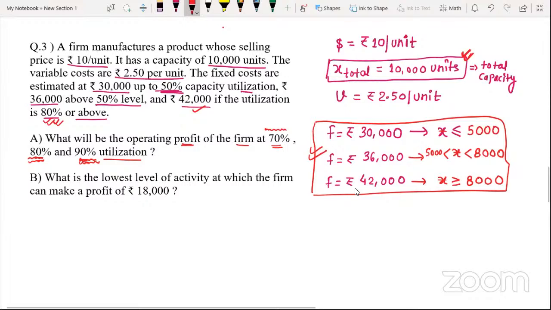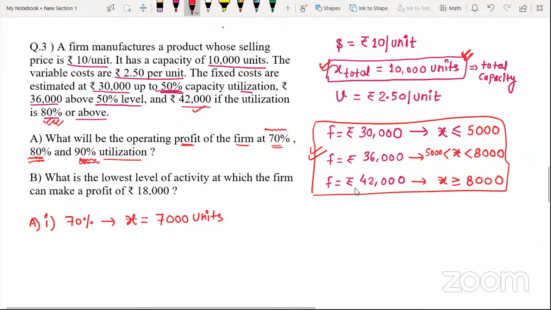Okay, so the first part a, 70%. Okay, 70% of the total utilization, it means the number of units they are going to produce is 70% of the total. This is the total capacity. So 70% of the total will be 7,000 units. Okay, 7,000 units. So what is going to be the profit?